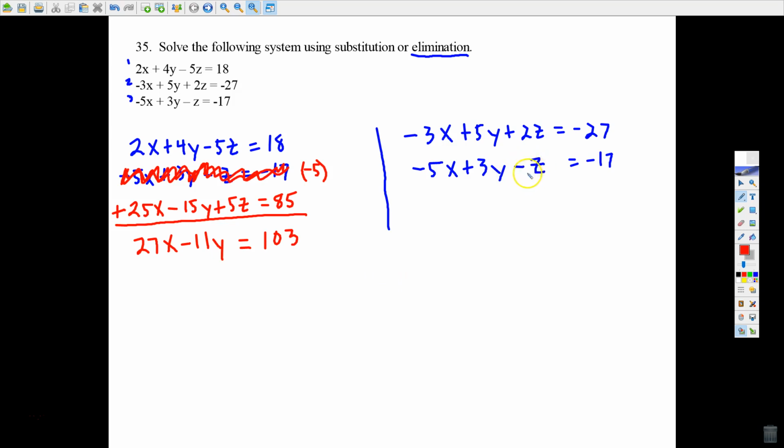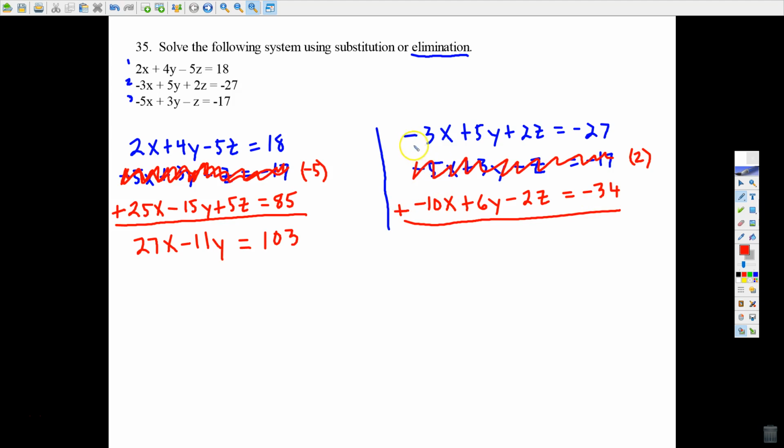Okay, in a similar way over here I need to multiply this bottom equation by 2 in order to eliminate z. And that gives me -10x plus 6y minus 2z, and that's -34. Don't forget to multiply by the constant as well. Alright, so eliminate z with addition. -3 plus -10 is -13x. 5 plus 6 is 11y. And then over here we get -27 plus -34, which is -61.